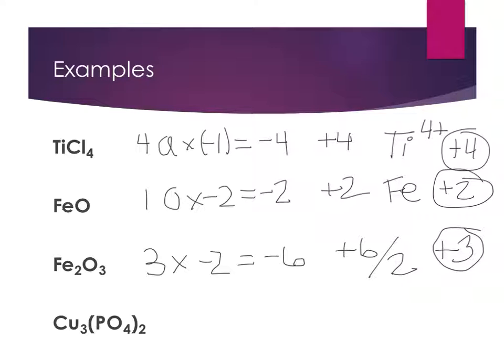Last one here, real quick. Let's look at this one here. Now you should be able to follow this along real quick with me. We have copper. That is going to be my cation, and we have 3 of them.